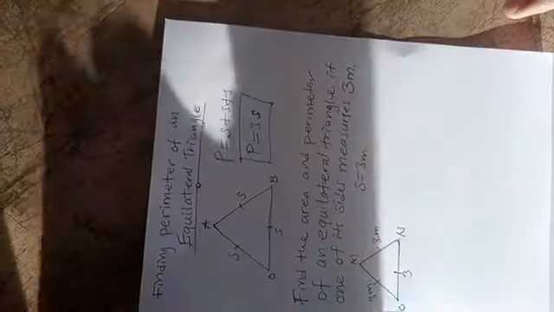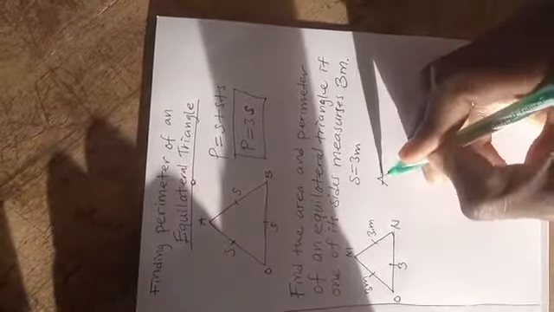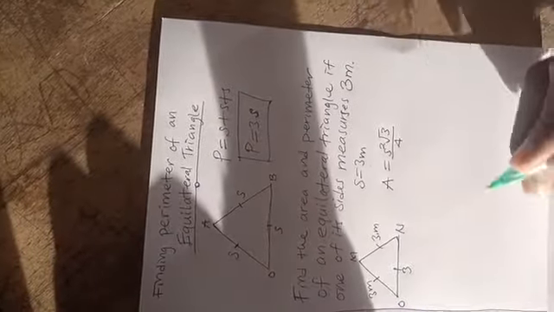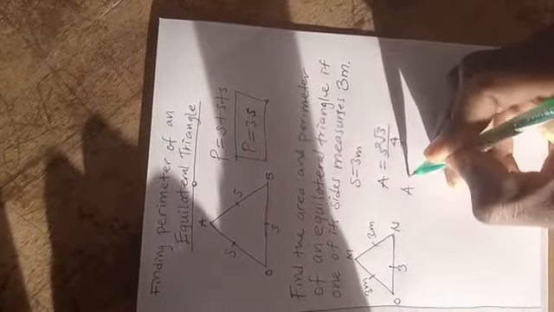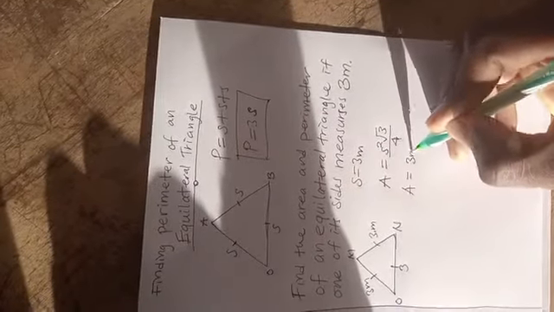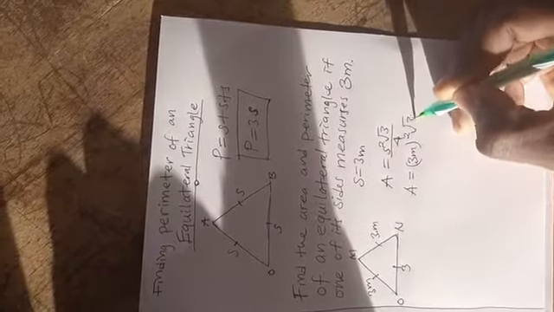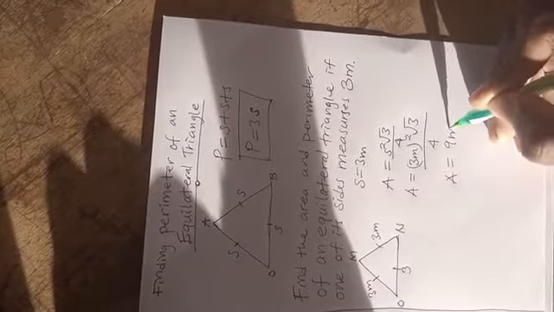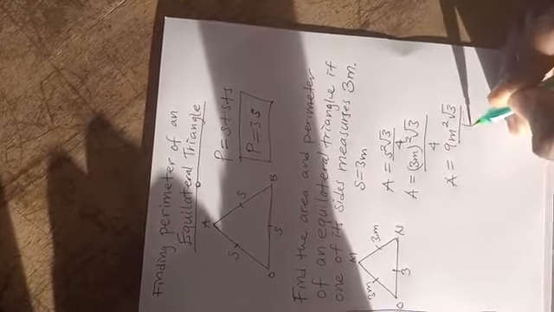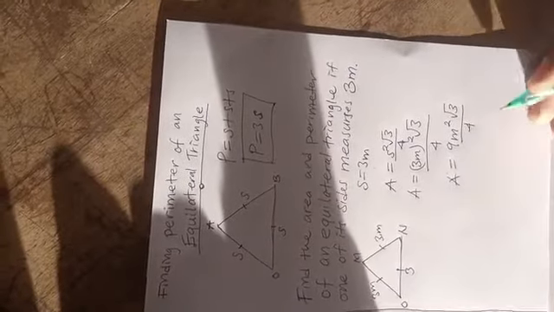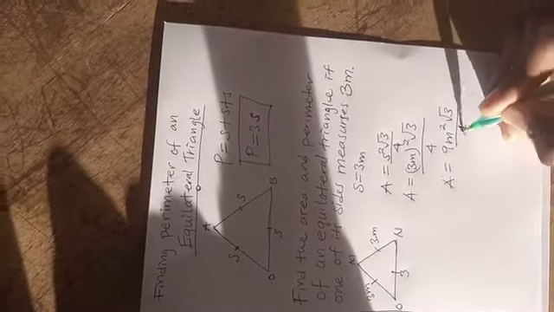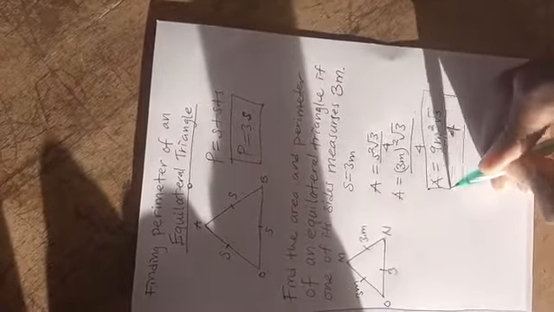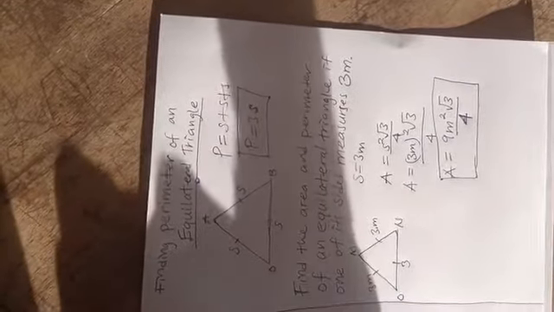So let's begin by finding the area. The area formula is A equals S squared root 3 all over 4. So we say A is equal to S, which is 3 meters, squared, root 3 over 4. A is equal to 9 square meters root 3 over 4. So this is the area of the triangle.